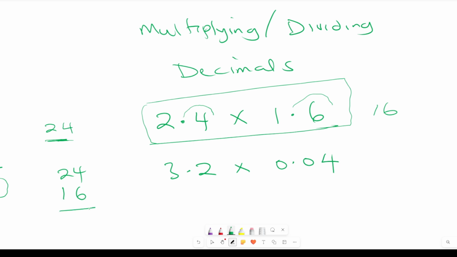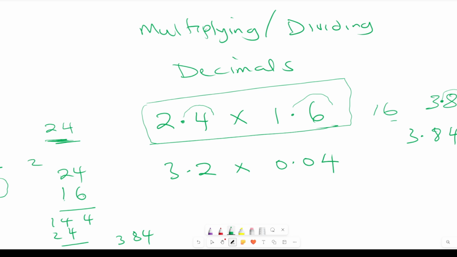Let's multiply them. We get 384. So I ignored two decimal places and pretended as if this is 24 and 16. I've multiplied them and I've gotten 384. The two decimal places that you ignored, you have to bring them back. So 1, 2. So 3.84. That is how I can easily multiply decimals without a calculator.